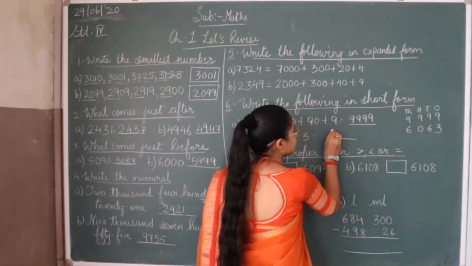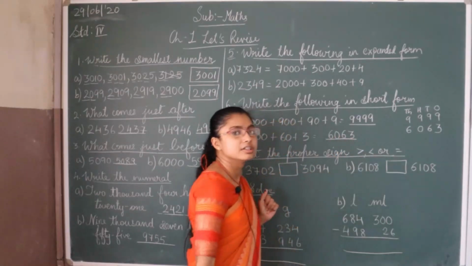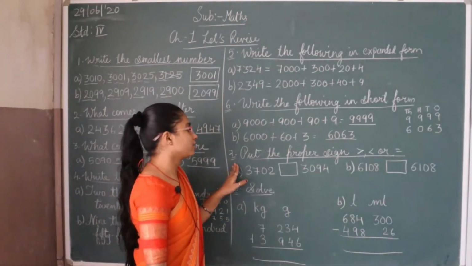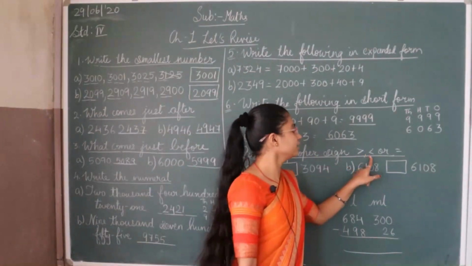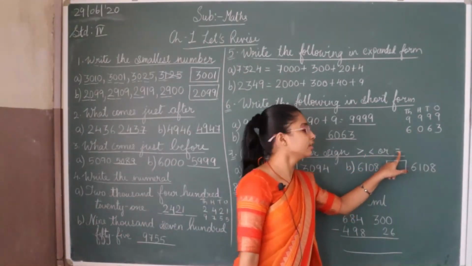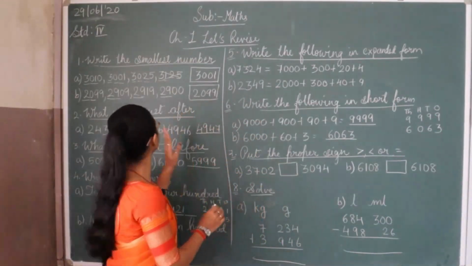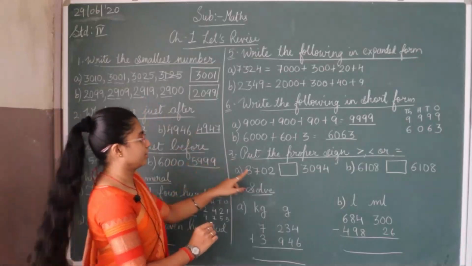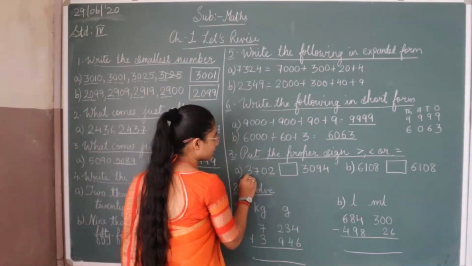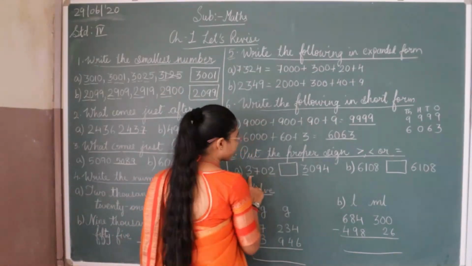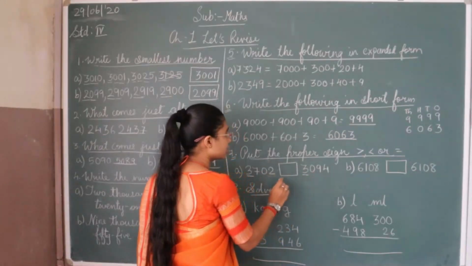So our answer is 6,063, that means 6,063. Now next heading is put the proper sign, that is greater than sign, smaller than sign or equal to sign. So here again we will do the same. This is thousands place. First we will see. Both are same, so we will leave the thousands place. 3 and 3 are the same.